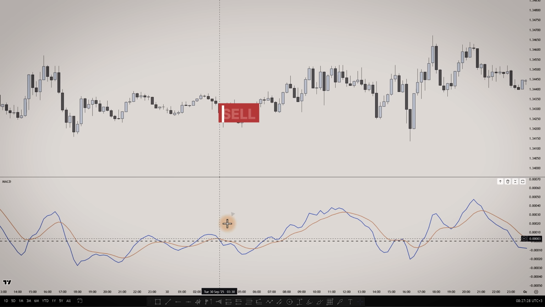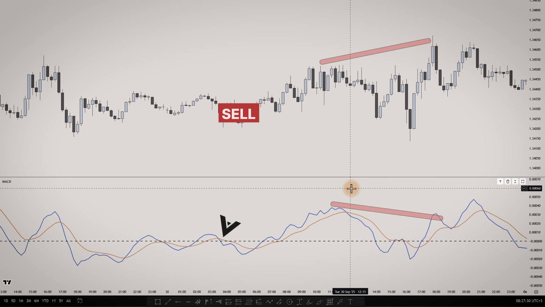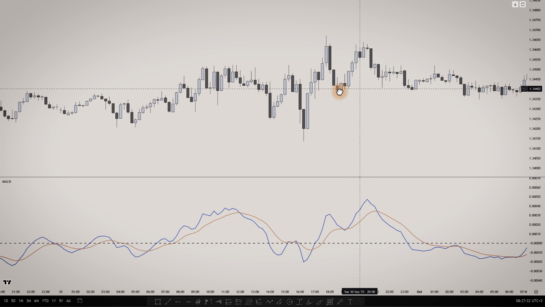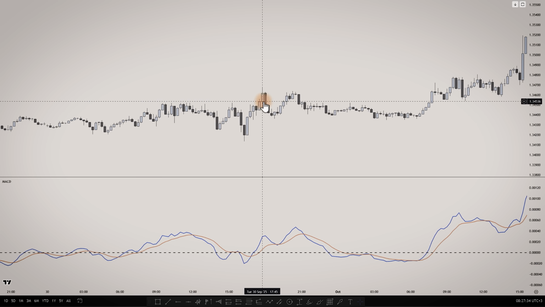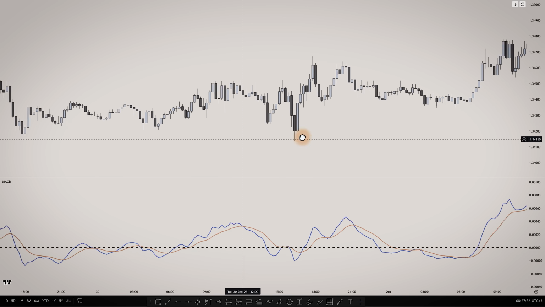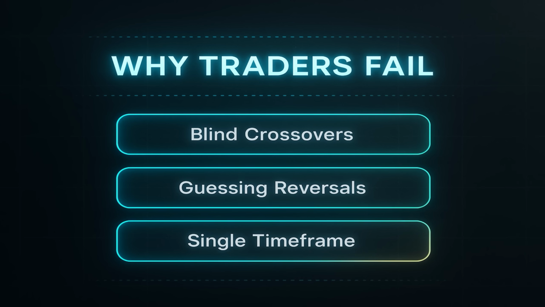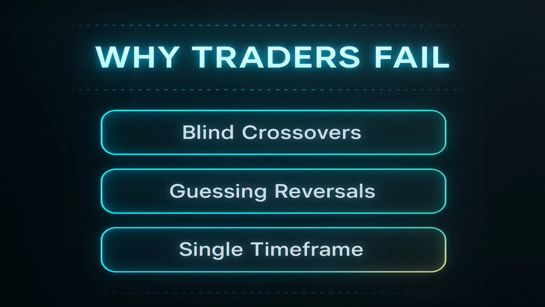You see the lines cross and you enter. You spot divergence and you guess the reversal. You look at one time frame and ignore the bigger picture. Been there, done that, lost money doing it.